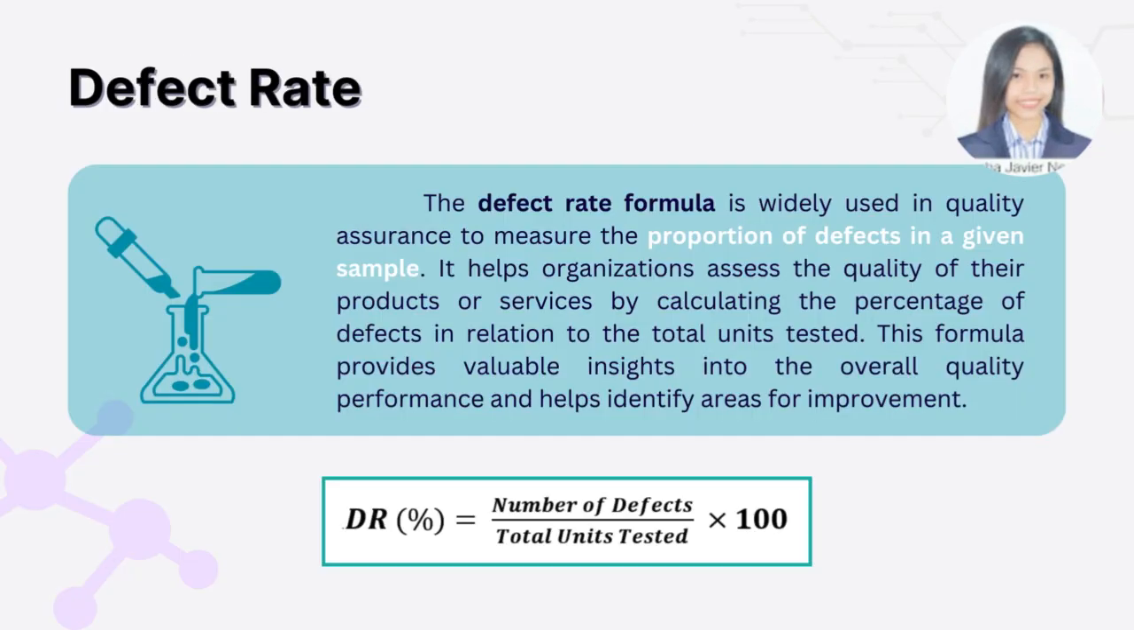There are also some mathematical equations that we can use to assess the quality of products. Here we will explore some commonly used quality assurance formulas, and one of them is the defect rate. The defect rate formula is widely used in quality assurance to measure the proportion of defects in a given sample. It helps organizations assess the quality of their products or services by calculating the percentage of the defects in relation to the total units tested. This formula provides valuable insights into the overall quality performance and helps identify areas for improvement.